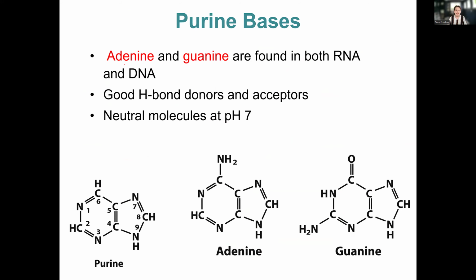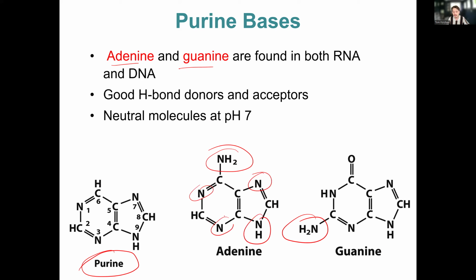Now, like I said, adenine and guanine are found in both RNA and DNA. These are the purine bases, and they are good hydrogen bond donors and acceptors. You've got the donor and acceptor group here, and you've got them all over the nitrogens and the carbonyls. They all may or may not act as different hydrogen bond acceptors or donors depending on the conditions, and they're usually neutral molecules at pH 7.